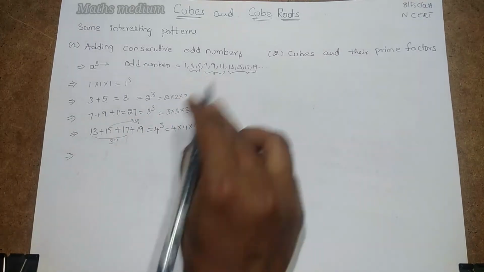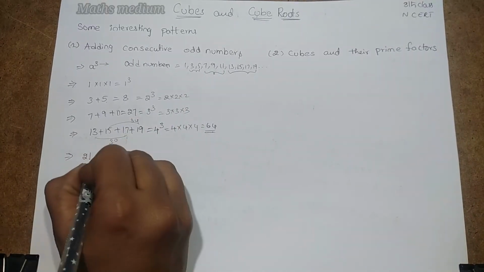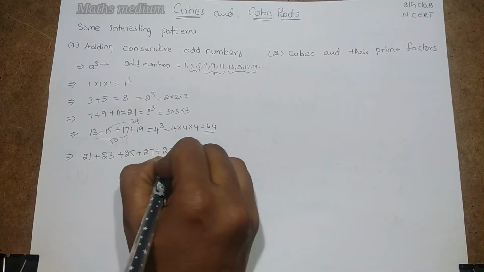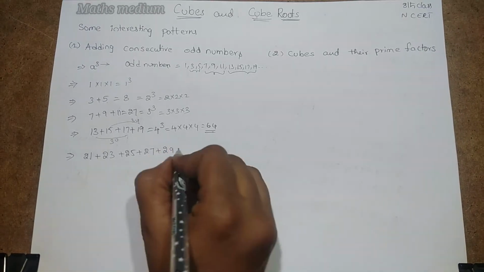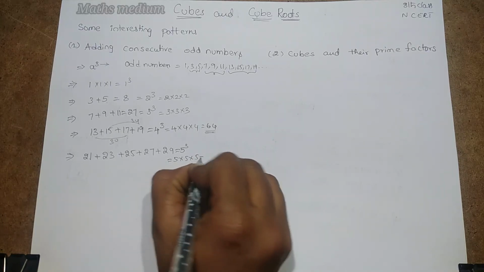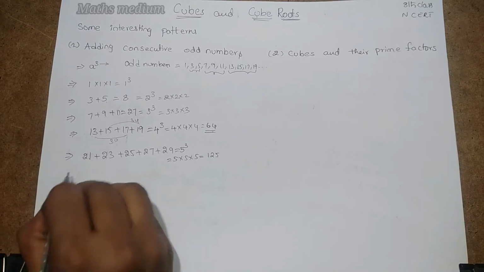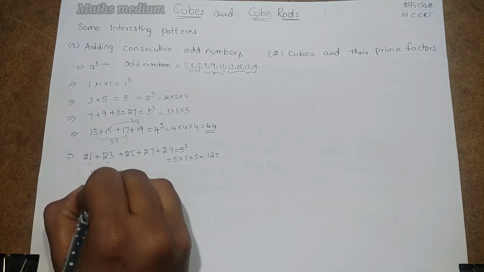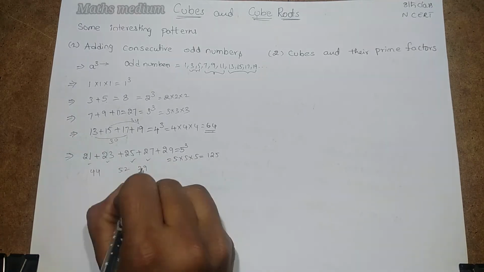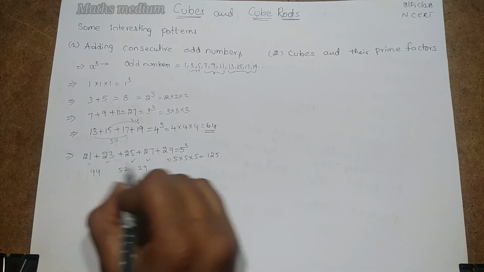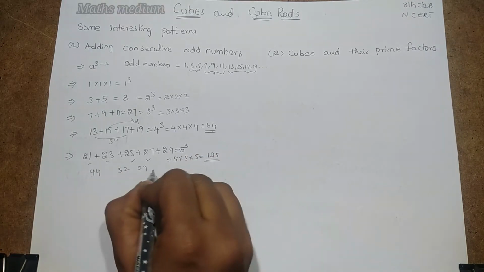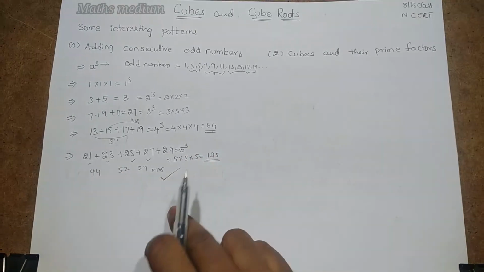Apart from this, after 19 we have 21 plus 23 plus 25 plus 27 plus 29. Here we have 1, 2, 3, 4, 5 numbers. It means it is 5 cube, obviously 5 into 5 into 5, which is 125. Let's check here. 21 plus 23 gives 44, 25 plus 27 gives 52, and then 29. Adding these, we get 125. It is also correct for the given number.